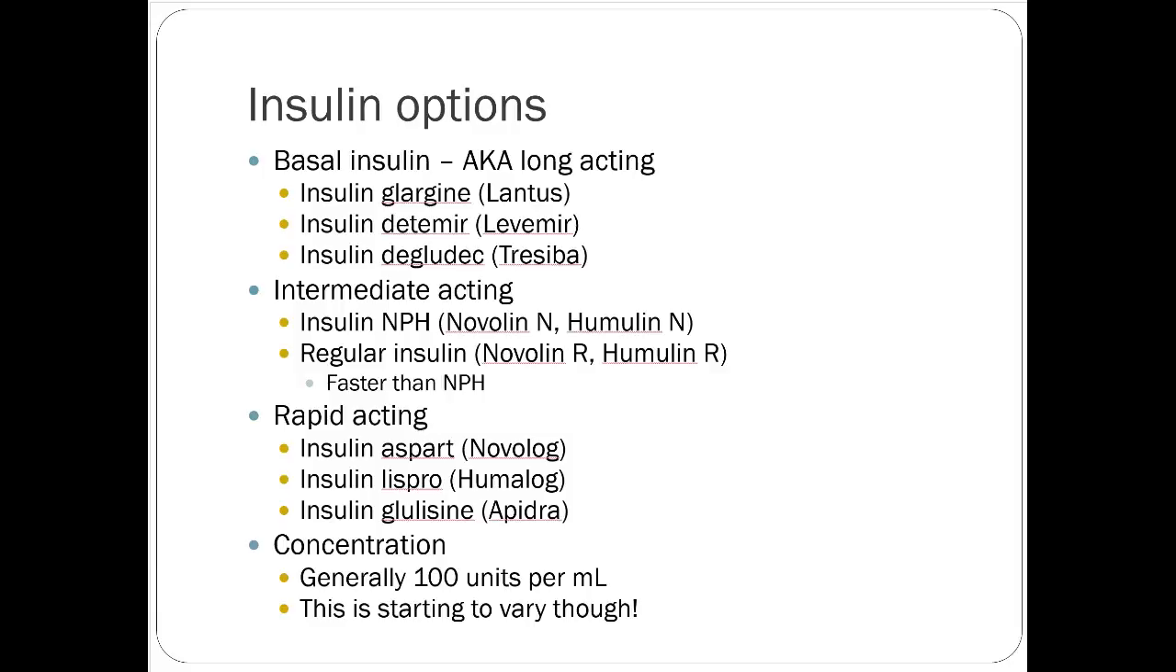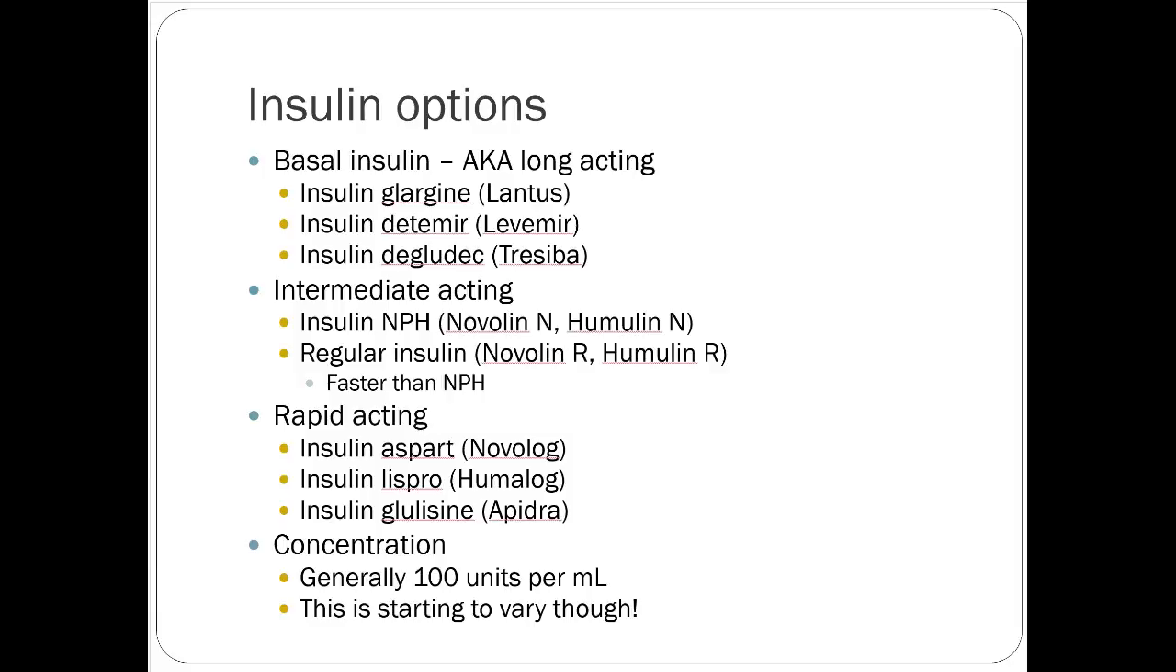So the options are here, and I'm going to go through them in a little bit more detail. Basically, you have 3 categories. You have basal, which is long-acting, intermediate acting, which are sort of a hybrid between your basal and long-acting. They kind of have a bit of a different kinetic profile, and I'll show you how that works in a second. And then you have your rapid-acting or your mealtime insulin. It's going to work very quickly.